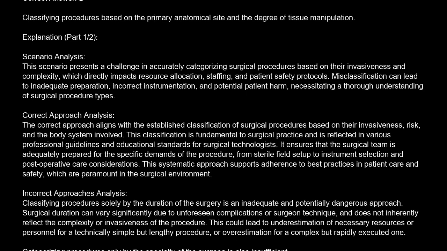The correct answer is D. Classifying procedures based on the primary anatomical site and the degree of tissue manipulation. Explanation. Scenario analysis. This scenario presents a challenge in accurately categorizing surgical procedures based on their invasiveness and complexity, which directly impacts resource allocation, staffing, and patient safety protocols.